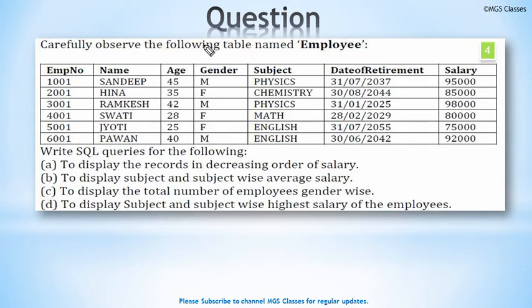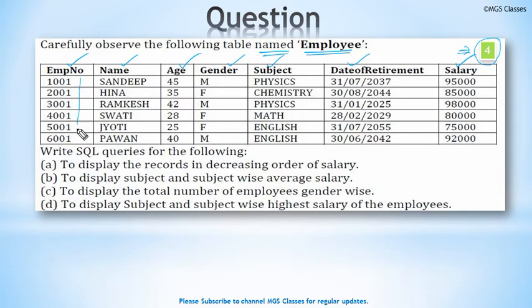Carefully observe the following table named employee, which has columns like employee number, employee name, age, gender, subject, date of retirement and salary. This question is asked for 4 marks. Similar questions are generally asked in the CBSE board examinations also. So we will see this question and discuss the answer.